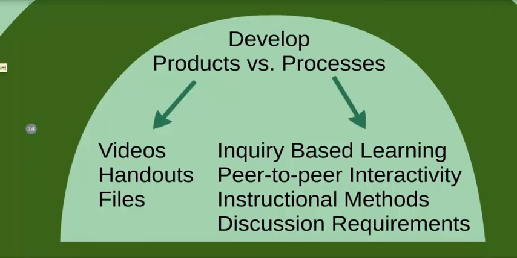During the development step is when you start to make your products versus your processes. So the products are the videos you might create, or the handouts you're going to give, and files, maybe quiz questions. The processes are how are the students going to learn? What are the teaching and learning processes that you're going to apply in your course? For example, science courses often use inquiry-based learning. What kind of peer-to-peer interactivity and learning experiences are you going to have? What instructional methods are you going to use? Are they going to be asynchronous lectures like we're doing here, or are you going to do a synchronous chat? What are the discussion requirements? What kind of interactivity do you expect in the discussions? This is the step where you develop all these things and you put them out there for the student to do.